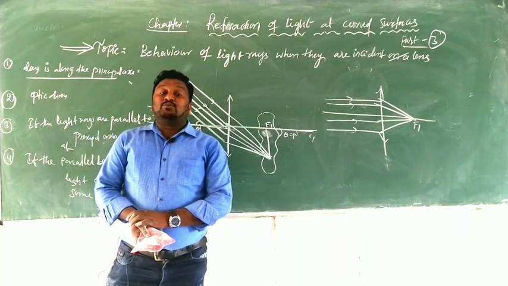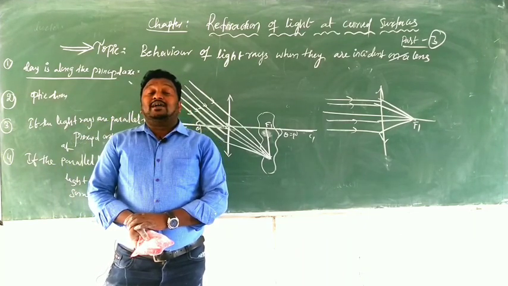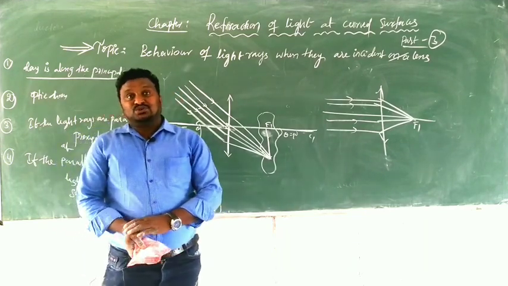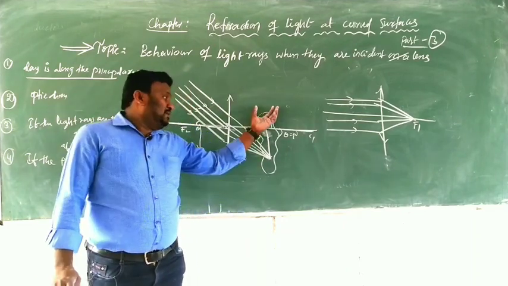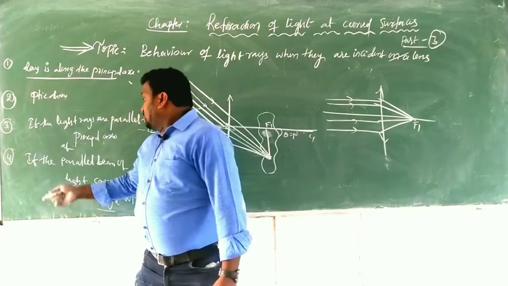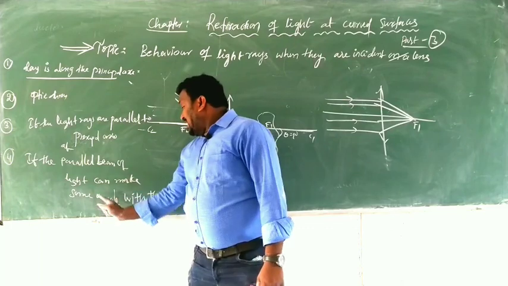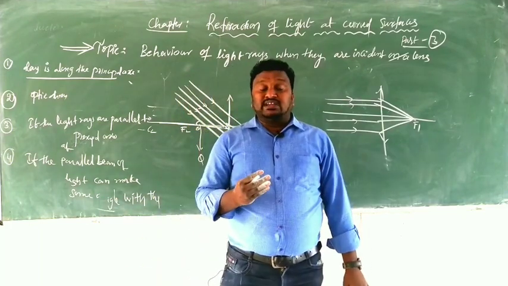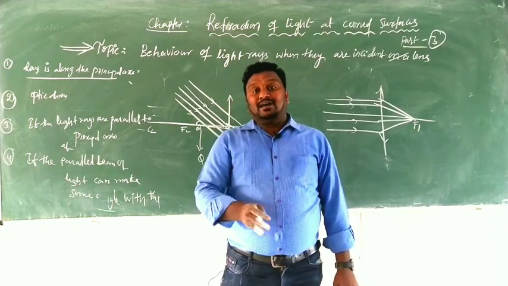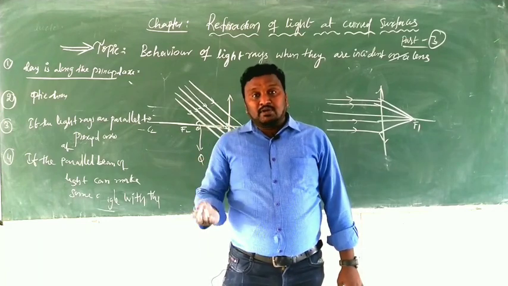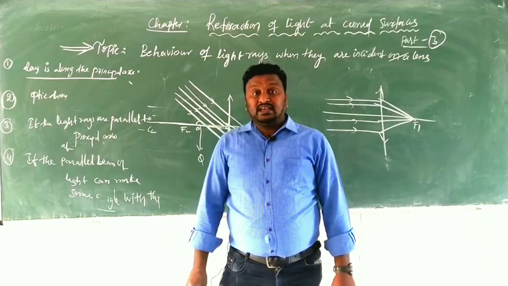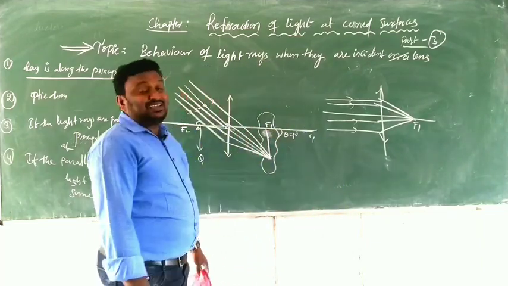That should converge at one point. That point is on the focal plane, the focal plane of the converging lens. So focal plane means what? The plane that is perpendicular to the principal axis. So now what is the rule? If the parallel beam of light makes some angle with the principal axis, after refraction, they should meet at one point in the focal plane. Again, what is meant by focal plane? The plane which is perpendicular to the principal axis is called the focal plane. Clear? So this is for the converging lens.